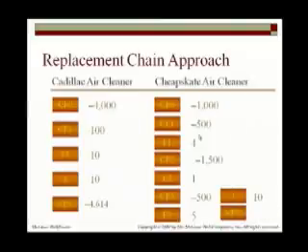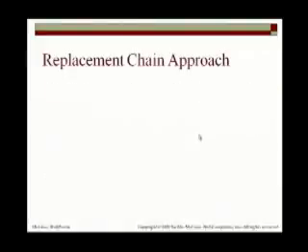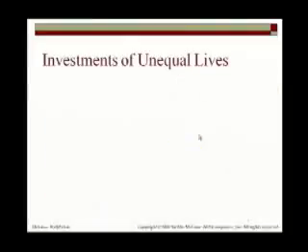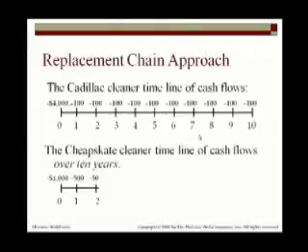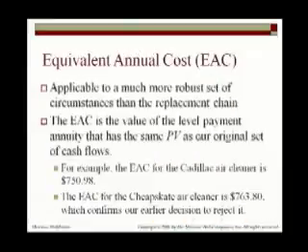For the cheapskate, let me back up some. For the cheapskate, we will take the $2,895.39 and turn that into a 5-year annuity. And we will compare the annual cost of a 10-year Cadillac annuity with a 5-year cheapskate annuity. So just moving back to where we were, you see that the equivalent annual cost for the Cadillac is $750. The equivalent annual cost for the cheapskate is $763. And so we would go with the cheaper, the Cadillac cleaner.